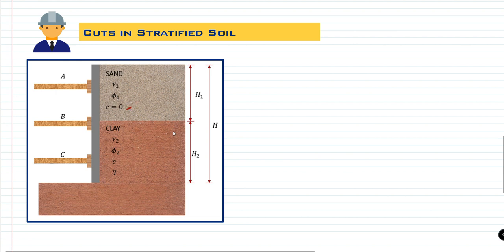Next is sa clay, meron tayo syempre unit weight ng clay, angle of internal friction ng clay, syempre meron niyang cohesion, and meron niyang eta. So, si eta dyan, yung parang N na nakaganyan, si eta is the coefficient of progressive failure.